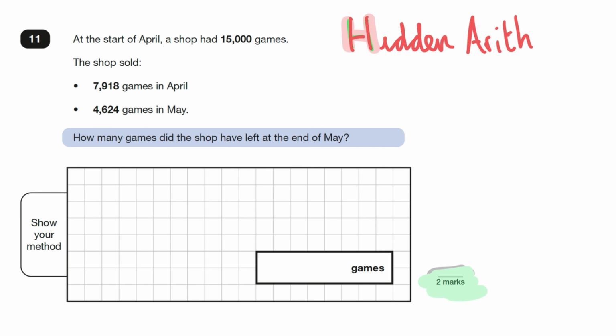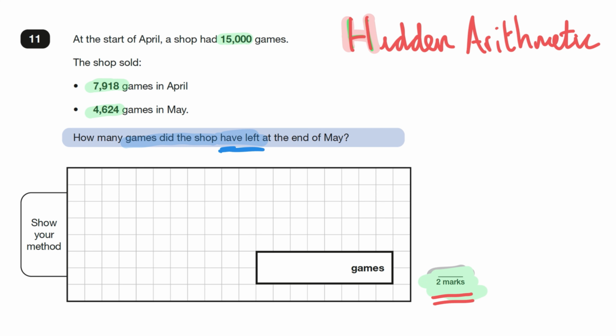Then actually that starts to make us think about what we need to do, because a 2-step problem, we can understand that we've got to do 2 steps, but if we know that we're going back to the foundations that we have of arithmetic, then great, we can be much more confident. So essentially all this question, the information that's important are these bits of information here, and the statement of how many games did the shop have left, which is indicating that we're going to need to do a subtraction at some point. So very simply, at the start of April, the shop had 15,000 games.